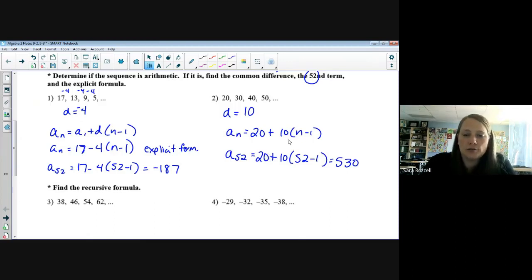Questions on writing the explicit formula with an arithmetic sequence? Can you plug in the first term and common difference into that formula? Give me a heads up if you can. Not heads up, a shake or a nod, a thumbs up, a something.